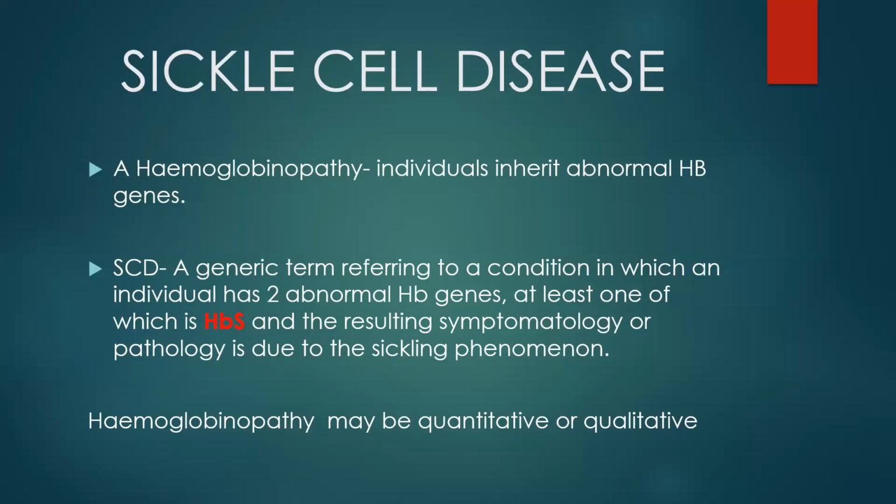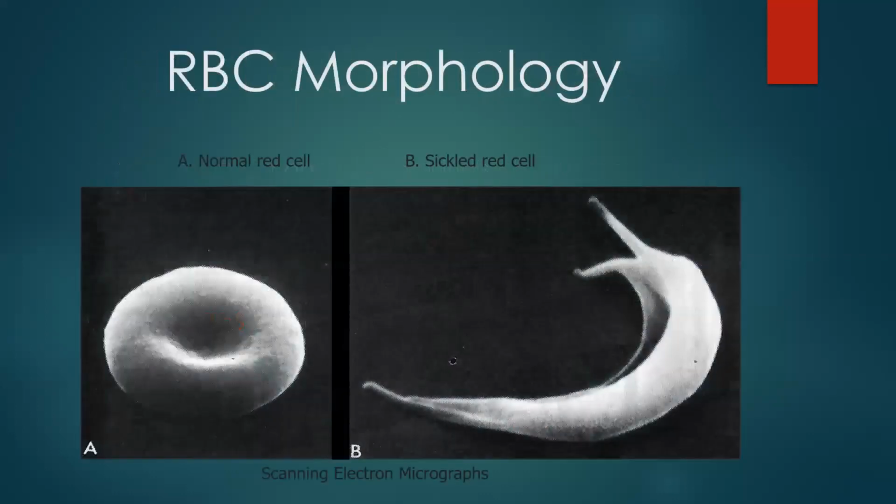So sickle cell disease is actually a generic term that refers to a condition in which an individual has 2 abnormal hemoglobin genes, at least having one hemoglobin S and any other abnormal hemoglobin, which may result in the symptomatology or pathology due to the sickling phenomenon, which we'll get to know very soon. So this is a picture of a normal and then a sickled red cell.